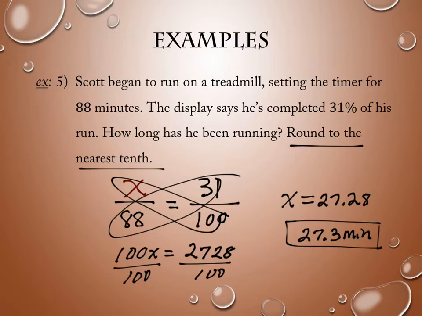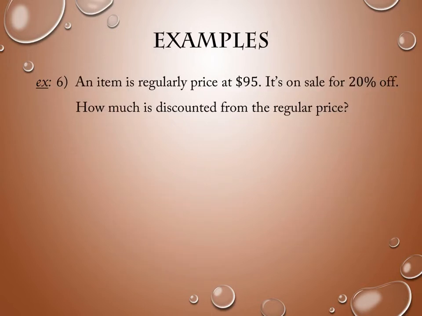Okay. Percents are used a lot in stores. Anybody go to Kohl's? Everything's on sale all the time at Kohl's. There's percent signs everywhere. So you might end up with something like this. An item is regularly priced at $95. If it's on sale for 20% off, then how much would the discount be? How much is discounted from the regular price?